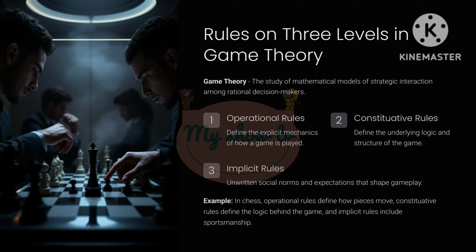Example to relate. Let's take chess as an example. The operational rules define how each piece moves, how to capture an opponent's piece, and the conditions for checkmate. The constitutive rules define the logical framework, such as the concept of turn-based strategy and the winning conditions. The implicit rules include etiquette like not disturbing an opponent during their move or resigning when checkmate is inevitable. Understanding these three levels is crucial for game design, strategy formulation, and AI-based decision-making.